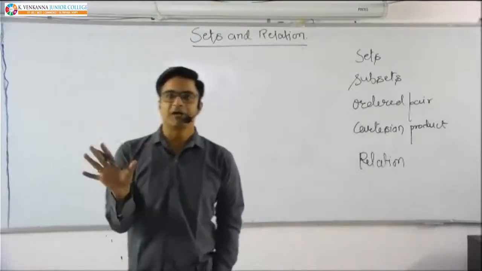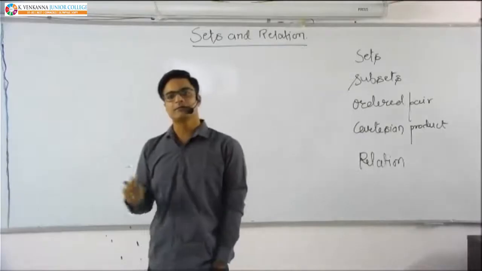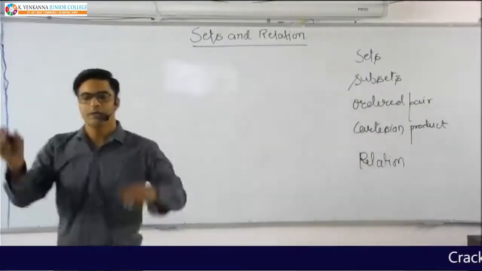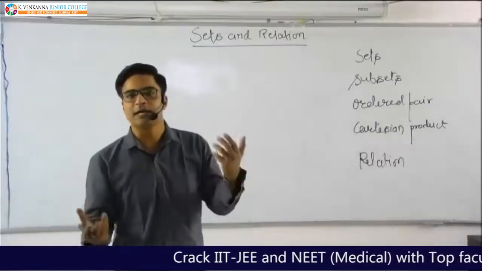Okay, so we defined sets and we defined three ways to write a set. First was statement form. It was a very rudimentary form. In curly brackets, you just simply write the property possessed by the elements of that set.